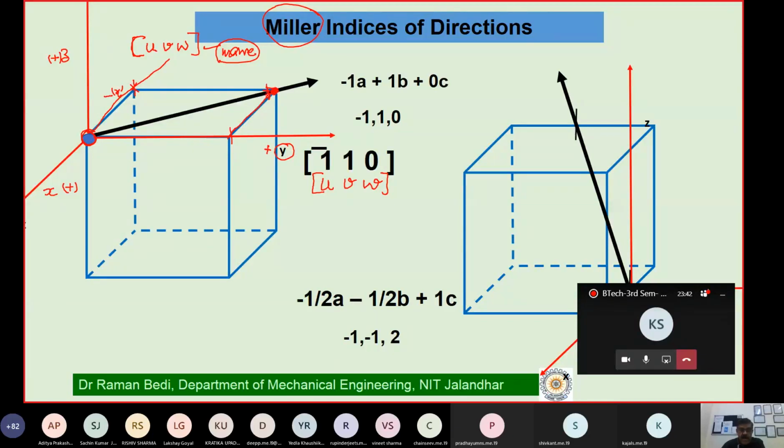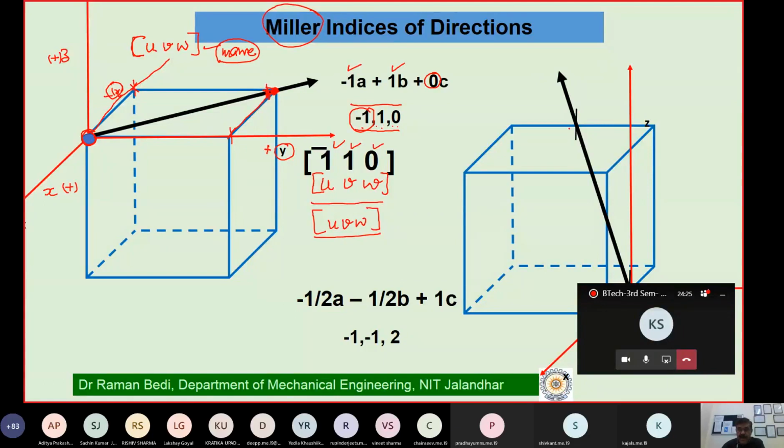So when you take this vector here, its projection on the Y axis happens to be plus 1, so it is plus 1B. On the X axis, it is minus 1, so it is minus 1A. And on the Z axis, it happens to be 0. We then write it as minus 1, 1, 0. If it is in fractions, you need to convert it into the nearest integer, but it is already there. Minus 1 is written as 1 bar, 1 and 0. The commas are removed, so it is written as U, V and W without commas.